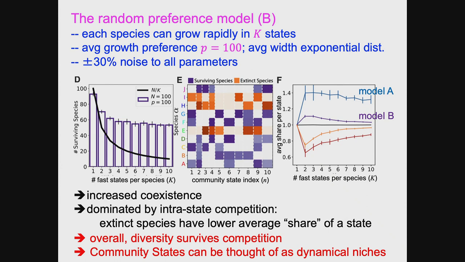Towards that end, we call these community states dynamical niches. I try to avoid the word niche as much as possible because it's undefined, but people have the idea of one niche per species, and certainly these states, in this model, can support many species. One of these states can support the order of one species. Okay, so I am done.